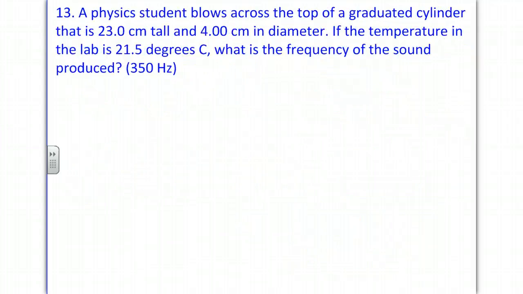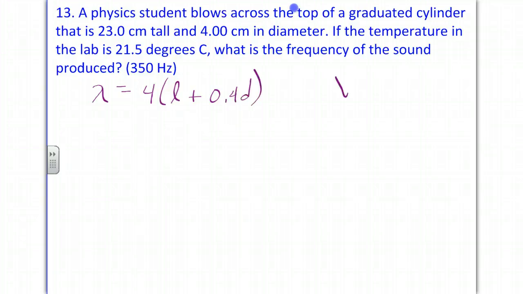Number 13, we are dealing with a tube that is closed on one end and open on the other. So this is going to prompt us to use the equation wavelength equals 4 times the length plus 0.4 times the diameter. We'll also need the speed equals wavelength times frequency equation. Again, we're trying to solve for frequency.